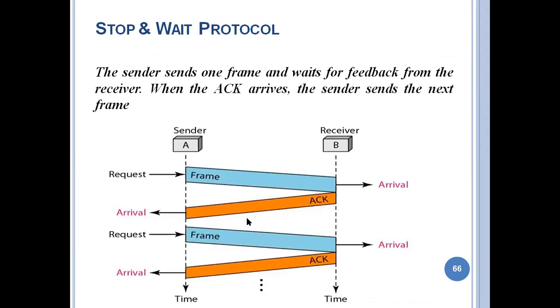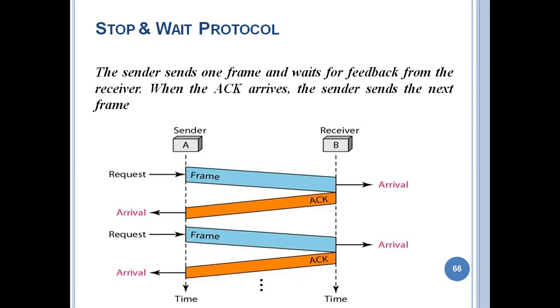The second one is the simplex stop and wait protocol. Here only one path is used for both the frame and the acknowledgement. When the sender sends the frame to the receiver, the receiver sends an acknowledgement. When the acknowledgement arrives at the sender, only then does the sender send the next frame. This is the scenario in the stop and wait protocol. But since only one path is used for both frame and acknowledgement transmission, that is half duplex mode.